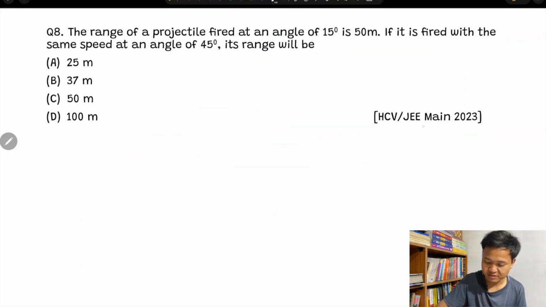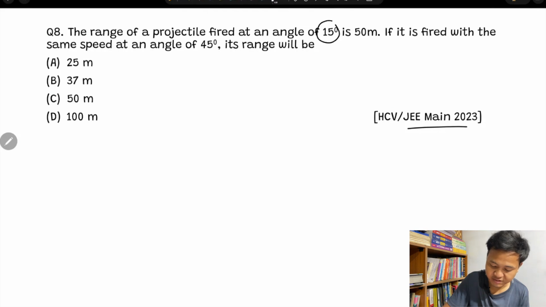So next question, another JEE Mains question, taken from H.C. Verma. The projectile is fired at an angle of 15 degrees. When you fire at 15 degrees, the range is 50 meters. Now if you fire at 45 degrees, what will the range be?